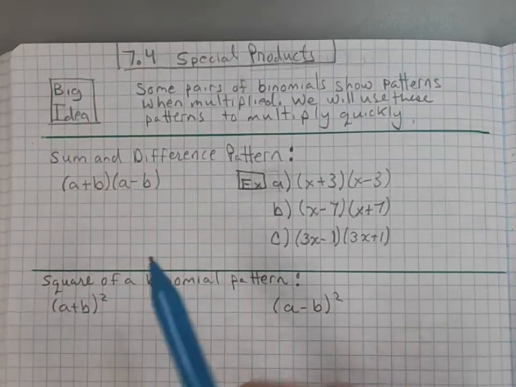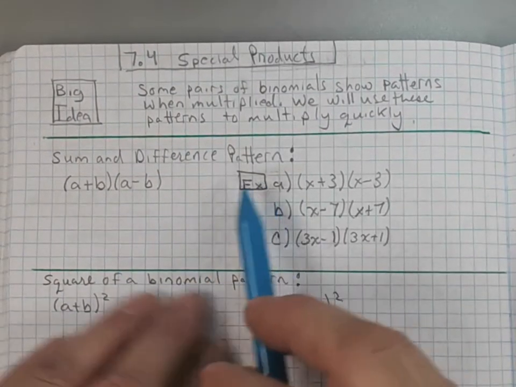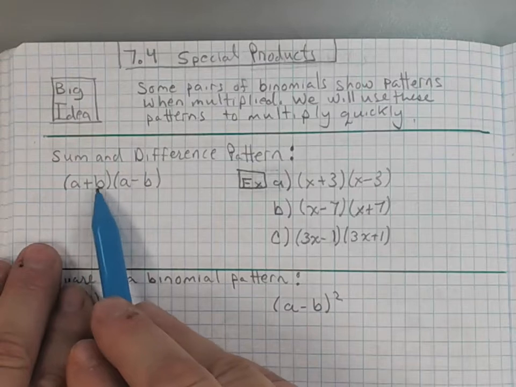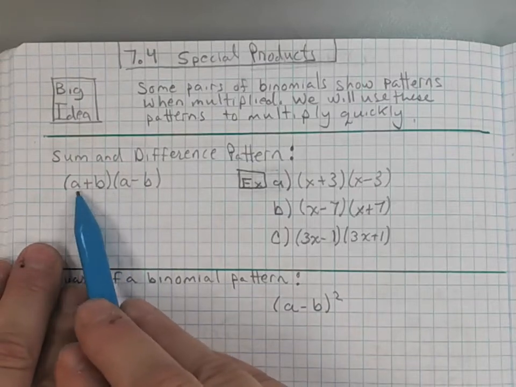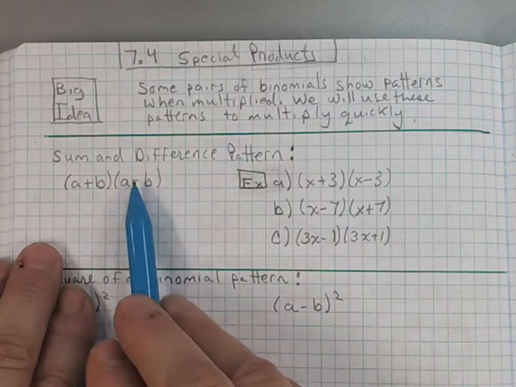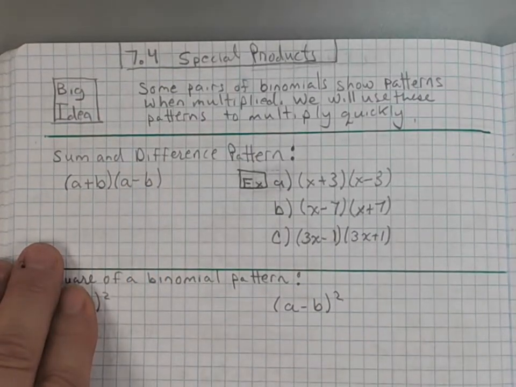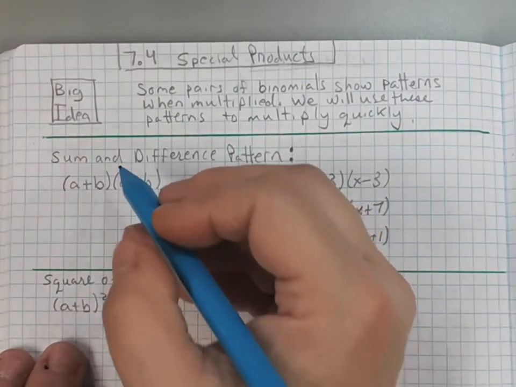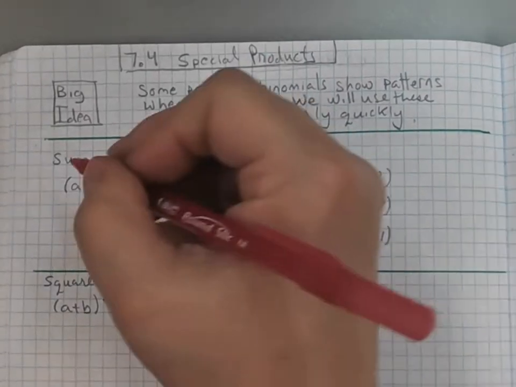So the first pattern is the sum and difference pattern. And what that means is that one polynomial will be the sum of two terms, and the other is the difference of those same two terms. And so what does that look like if we multiply those together? We're going to multiply it in our standard way. I'm going to use the distributive property.